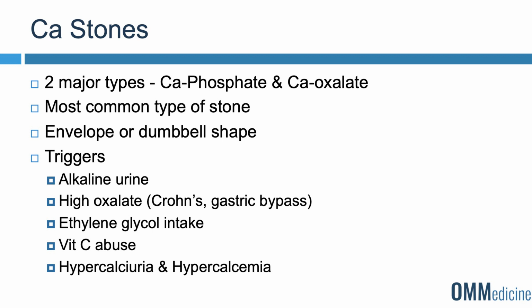And there are many triggers that you need to be aware of that can precipitate a calcium stone. So one of the major risk factors for the formation of a calcium stone is going to be alkaline urine, or urine that has a basic pH. High oxalate levels, which can be seen in patients with Crohn's disease or after gastric bypass surgery, is also a risk factor for calcium stone formation. The ingestion of ethylene glycol or antifreeze is a very commonly tested risk factor for the development of calcium stones. Vitamin C abuse and then high calcium levels in the urine or in the blood is also going to be a risk factor for the formation of calcium stones.